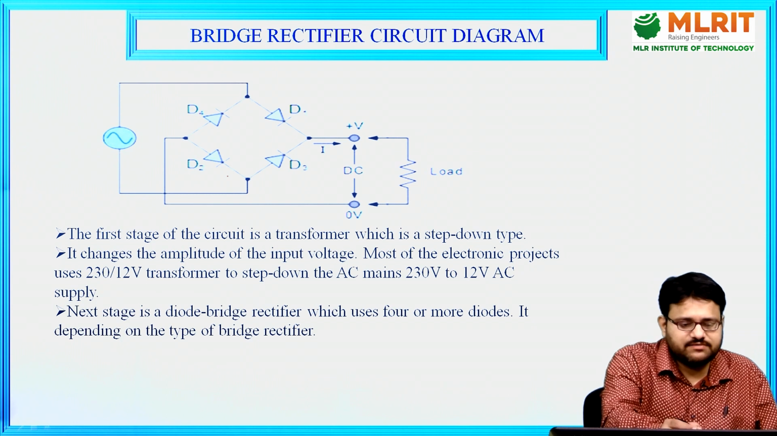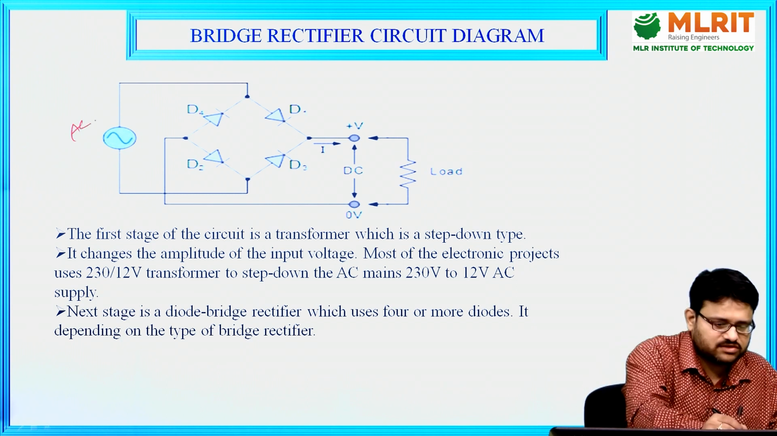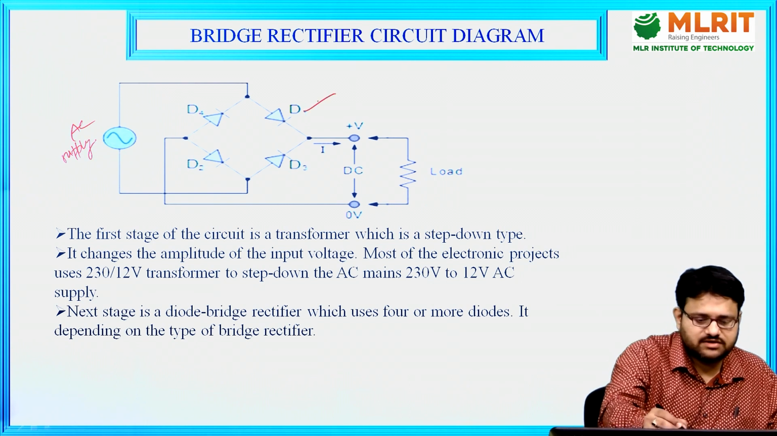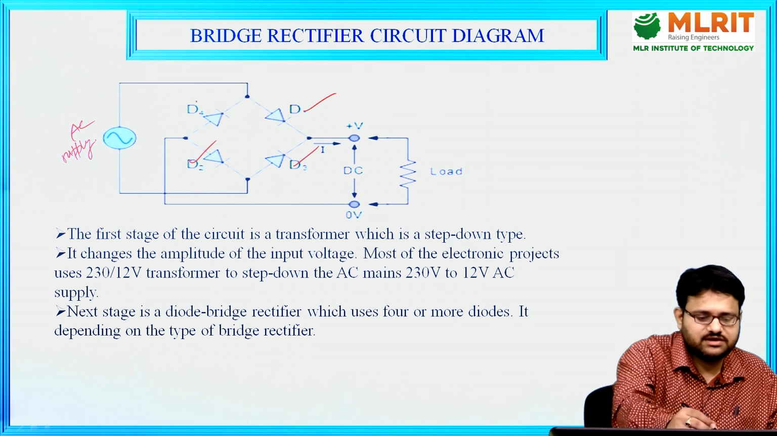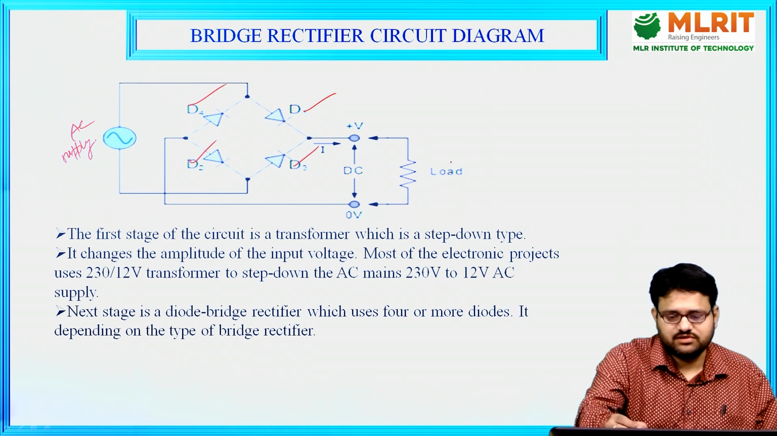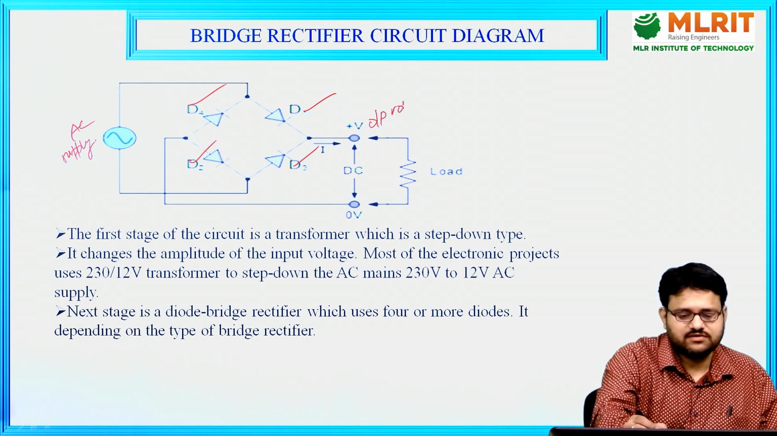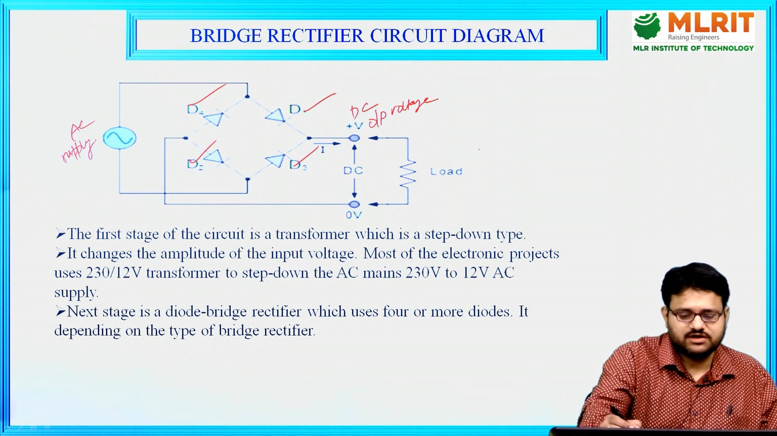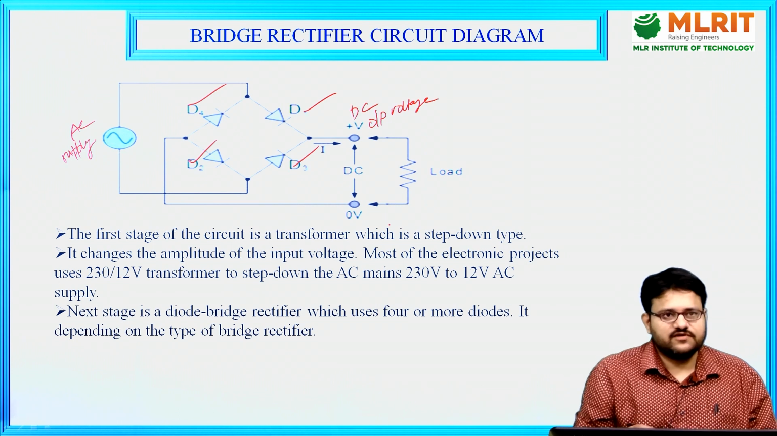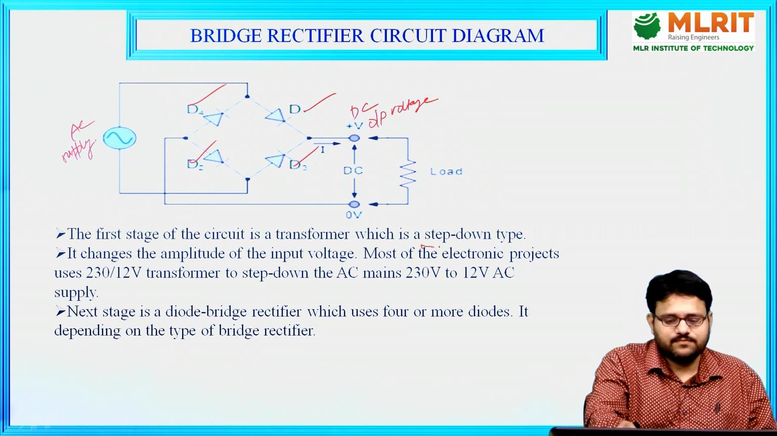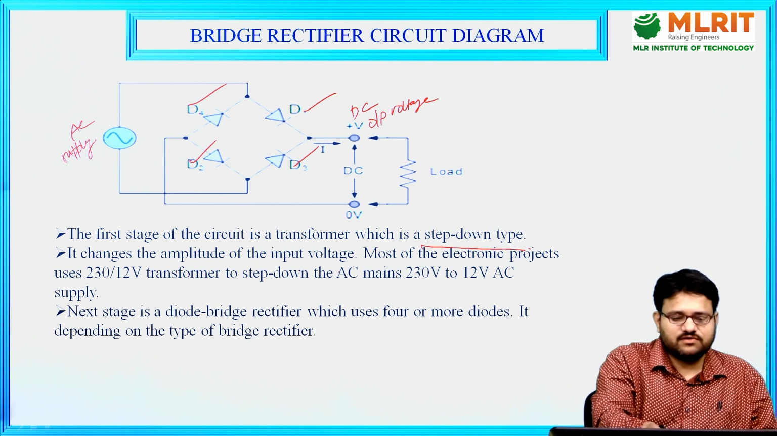Here we have 4 diodes. This is the AC supply, and here D1, D2, D3, D4 are the diodes, and this is the DC output voltage. The first stage of the circuit is a transformer, which is a step down type, and it changes the amplitude of the input voltage.